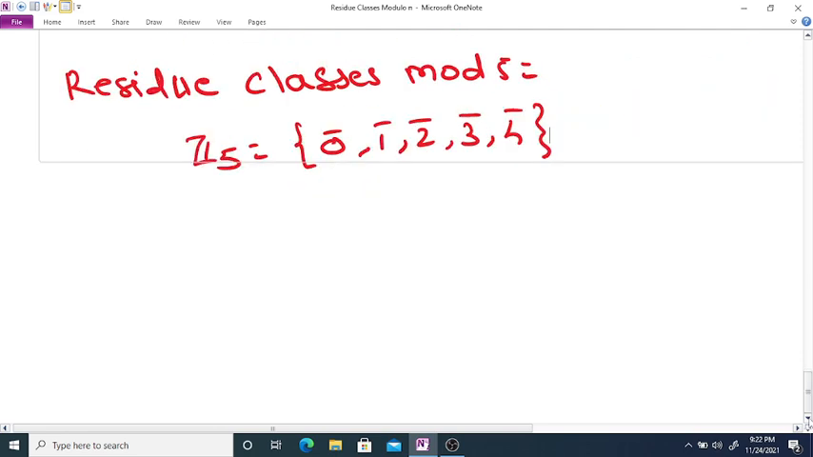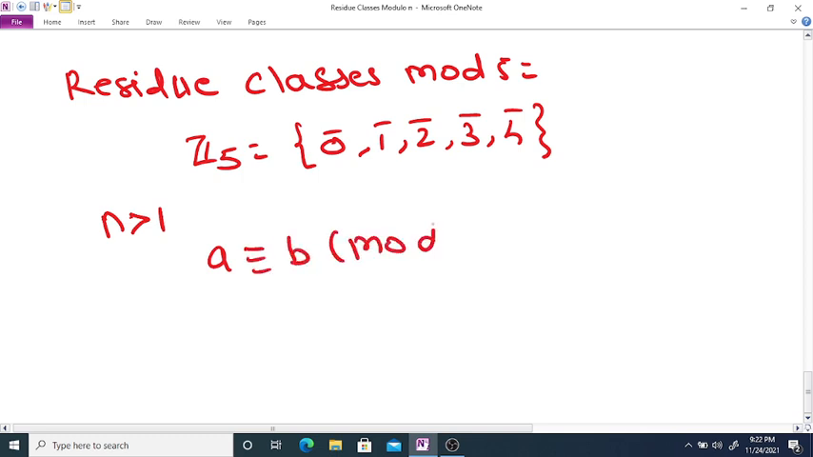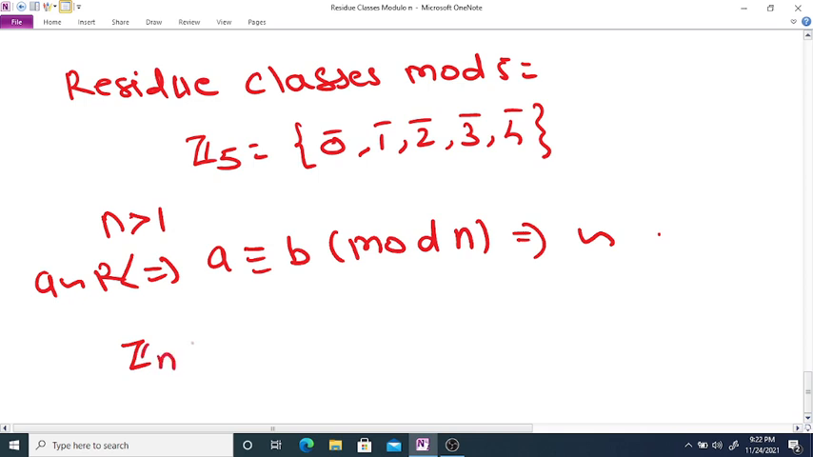Now, in general, for any positive integer n greater than 1, if we define the relation A related to B if and only if A is congruent to B modulo n, then the given relation is an equivalence relation and there are n distinct equivalence classes. It is denoted by Zn and it contains 0 bar, 1 bar, 2 bar, 3 bar up to n minus 1 bar.